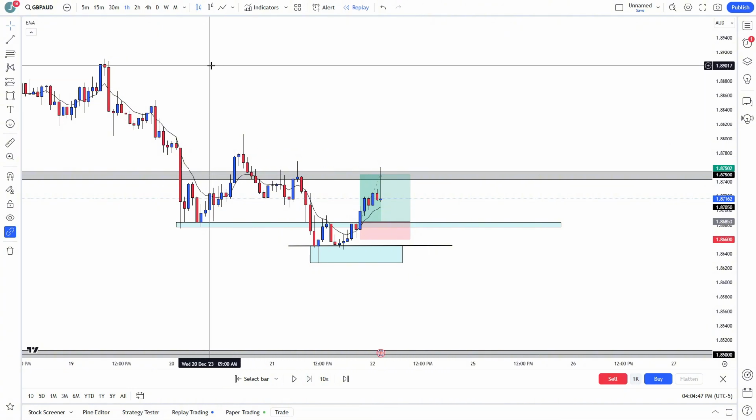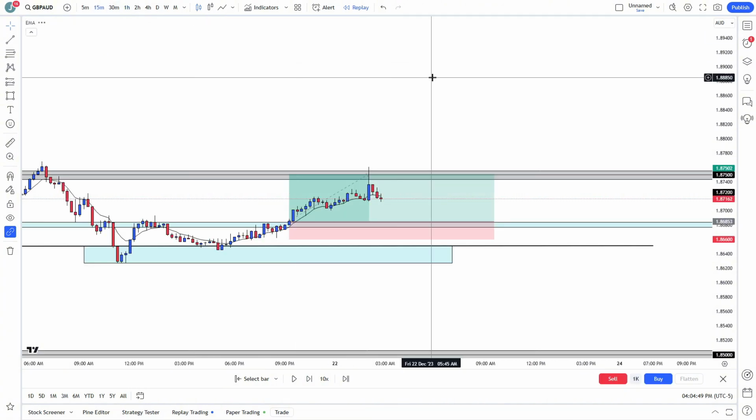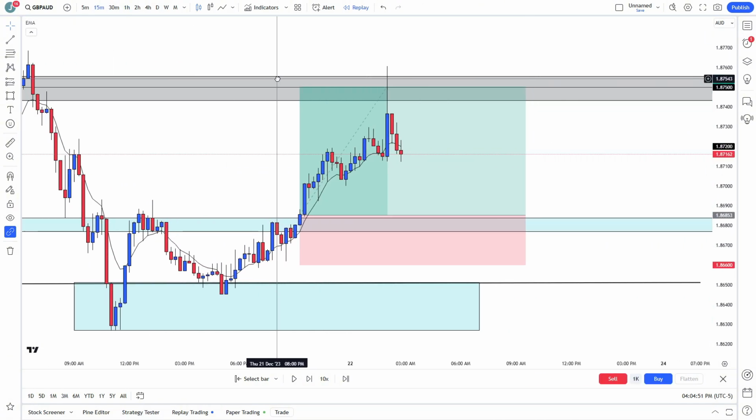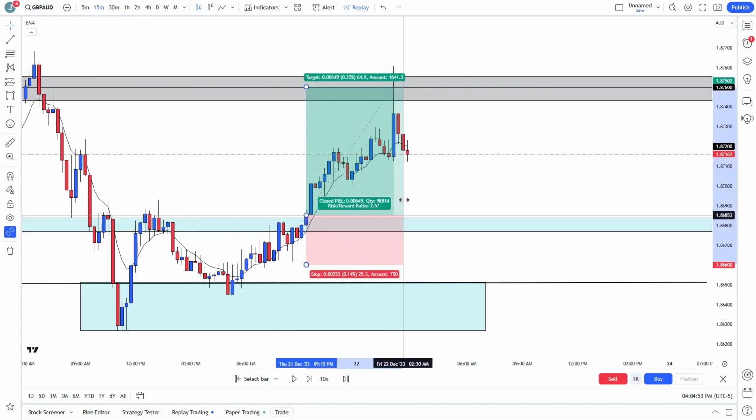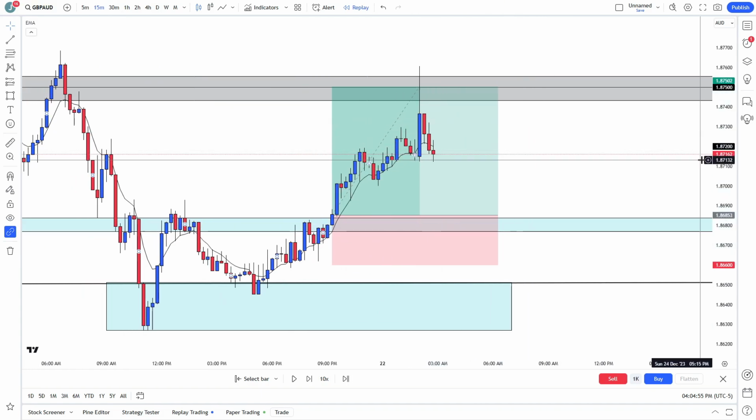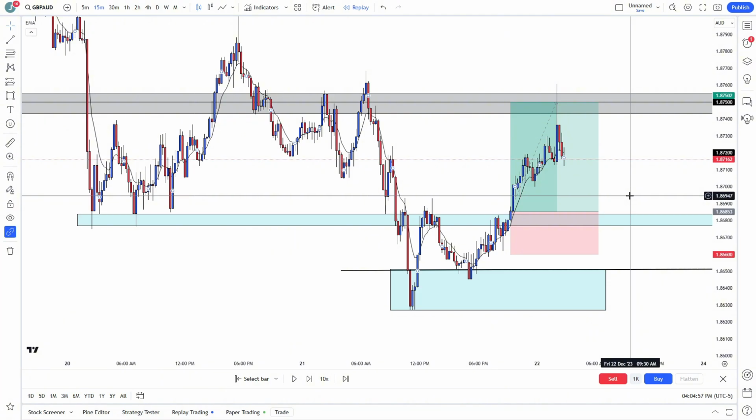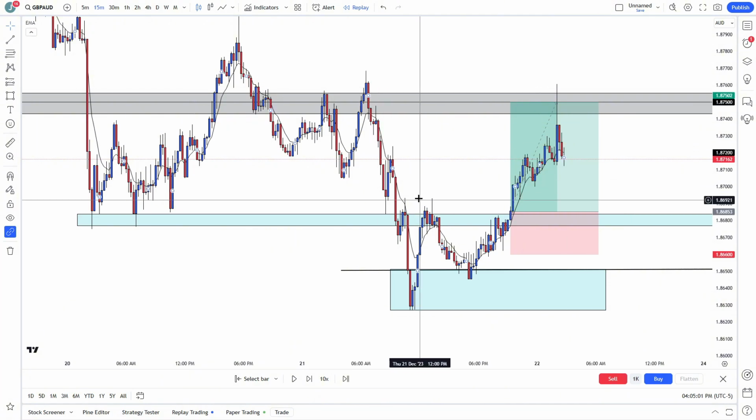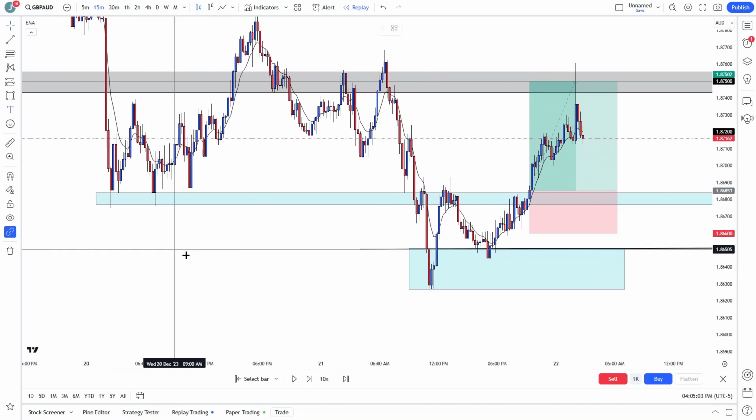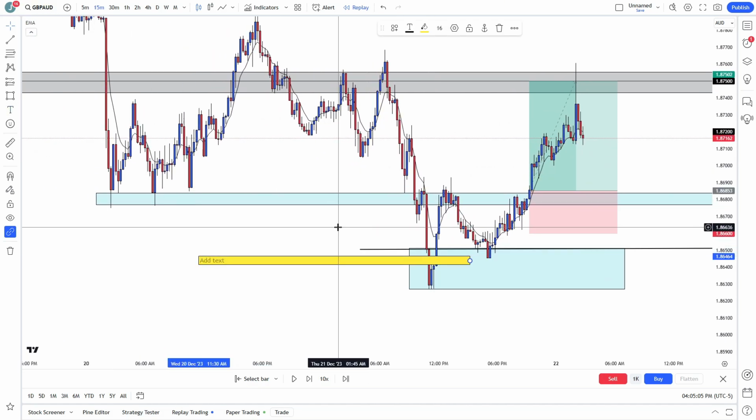So price did end up hitting the 1.875 and instantly rejected. So let's go over the confluences for this trade right here. First of all, I'll write it down. So first confluences. 1, break of structure.